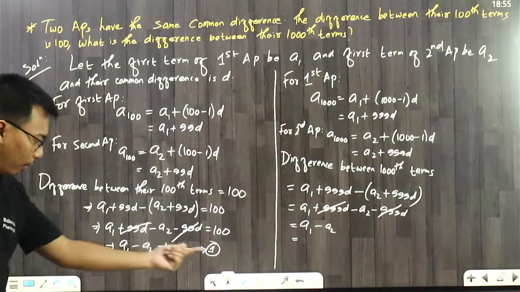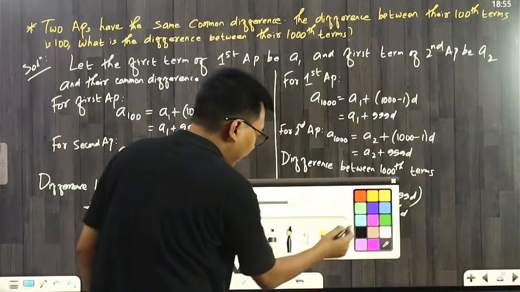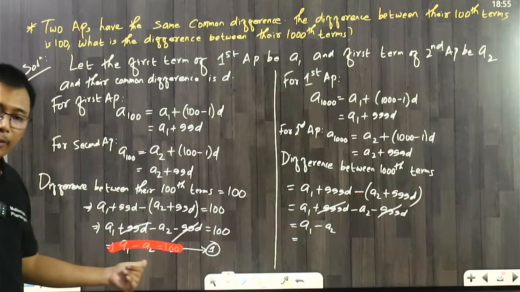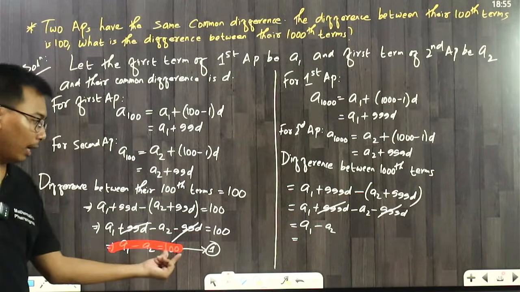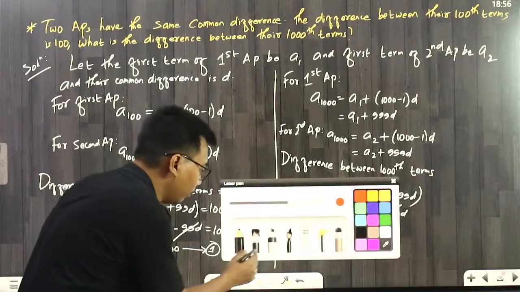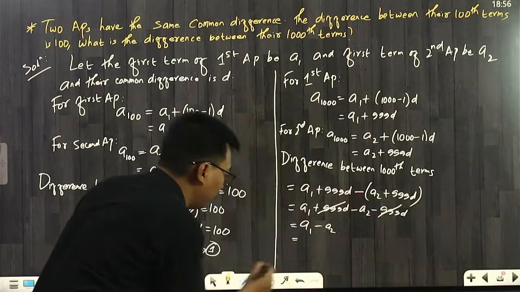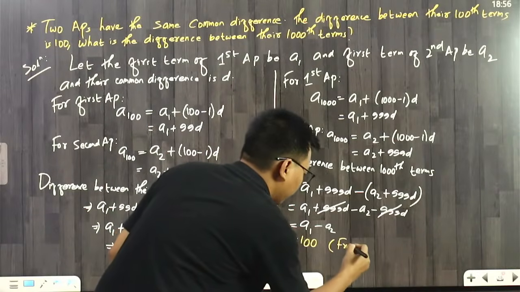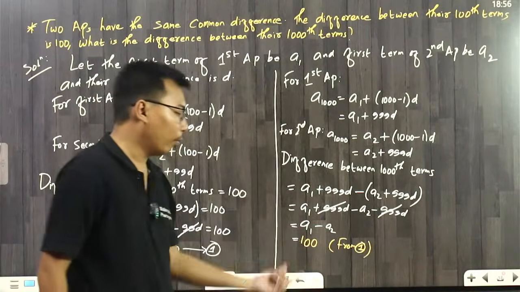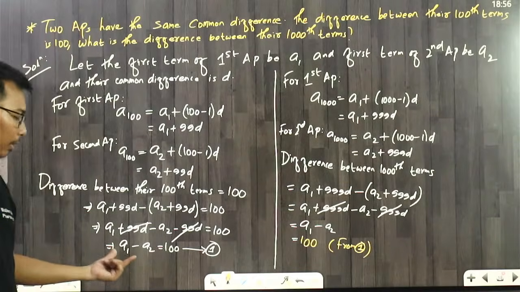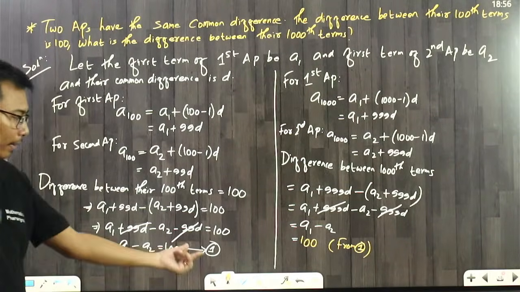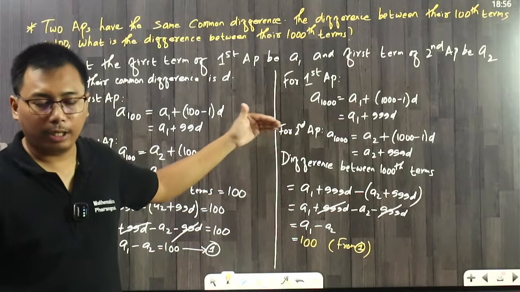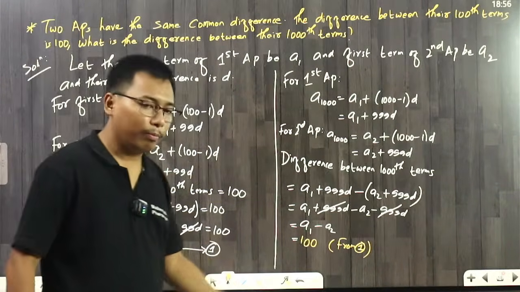How much is A1 minus A2? See now, from equation 1, what did we get here? We already have A1 minus A2. A1 minus A2 is equal to 100. We got this value 100 from our equation number 1. So the difference between the 1000th terms will also be 100.